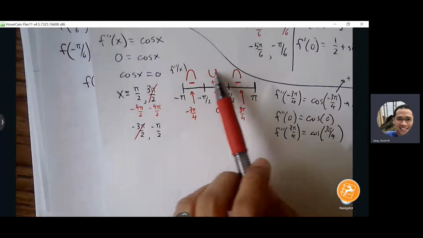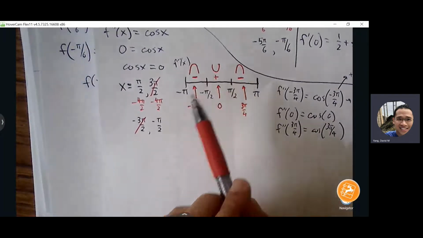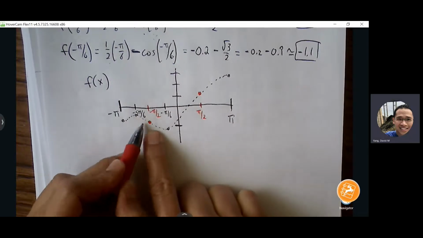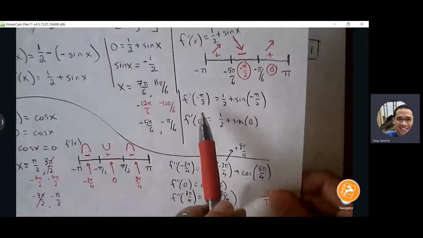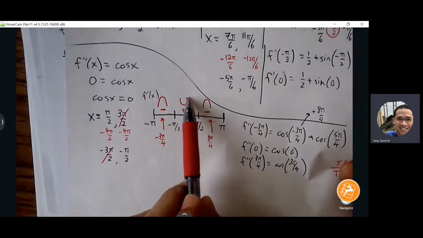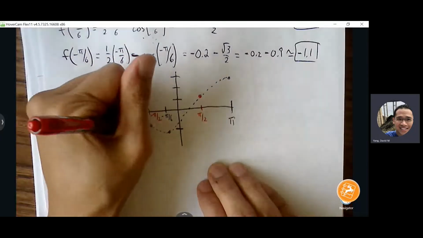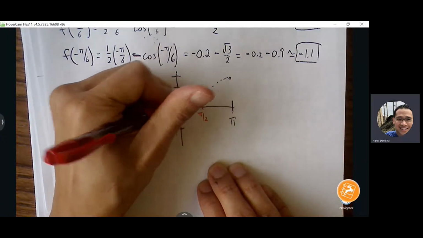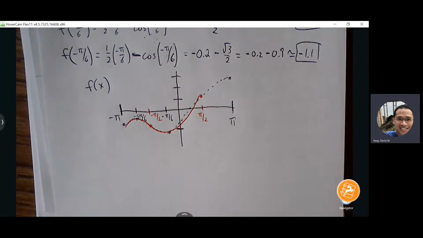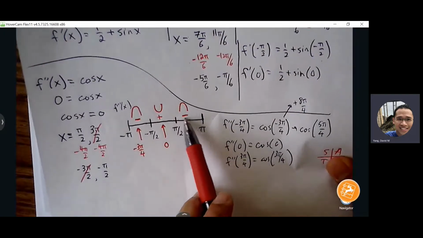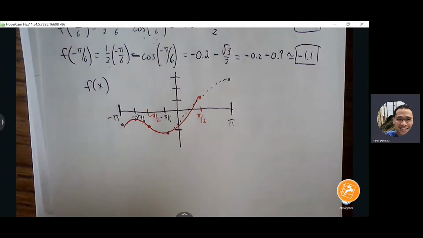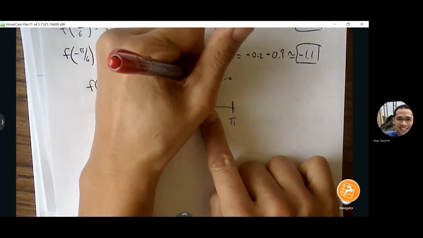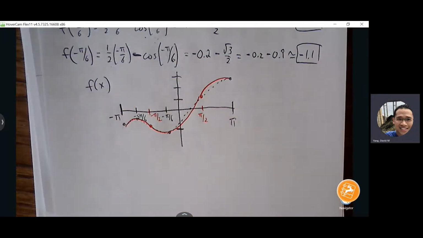We know that our graph is going to exhibit concave down initially, shift over to concave up between negative pi over 2 and pi over 2, and then the rest of the way, it'll be concave down. Don't add any new path to your graph. You're just adjusting the curvature within the path that you have.